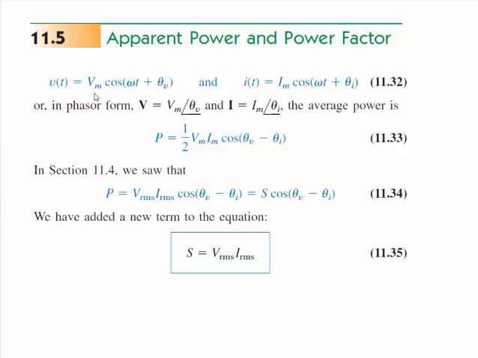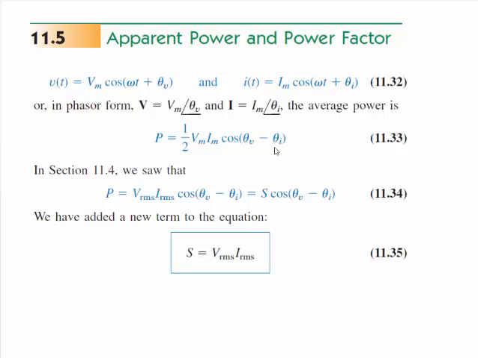We started at the beginning of this section with having our voltage as a function of time and our current as a function of time, and you can express that in phasor notation. And we showed that the average power was this kind of an equation, 1/2 V max I max cosine of the difference between the two phases.